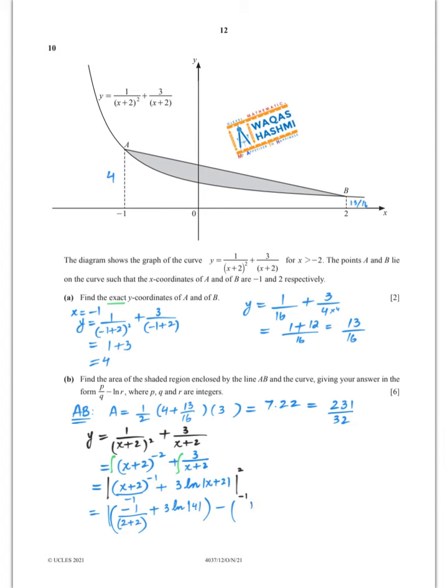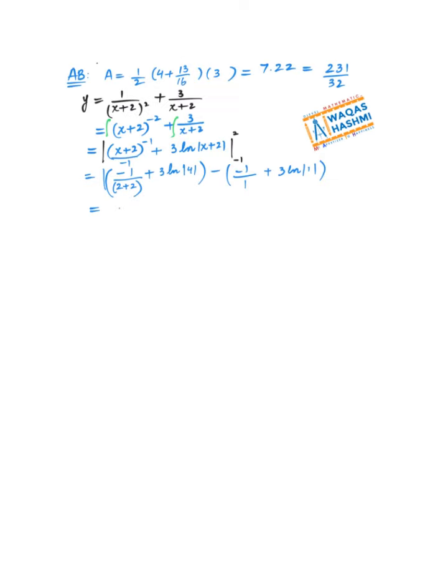So the lower will be 1 upon x plus 2. That means minus 1 plus 2, it will be 1 with a negative sign, plus 3 ln of minus 1 plus 2, it will be 1. And I need to simplify it. After that, it will be negative 1 over 4 plus ln of 4 to the power 3, minus, minus 1, plus ln of 1 to the power 3, which is equal to 1.